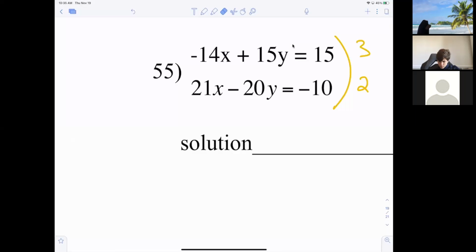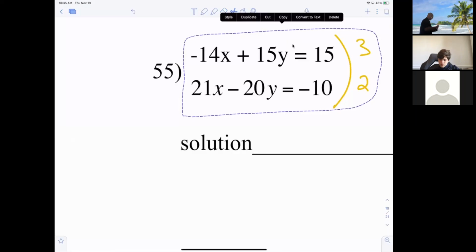I've only got 20 more minutes or whatever to get you ready for tomorrow. Ready? All right, so I'm going to multiply the top by exactly what she said, 3, and the bottom one by 2.